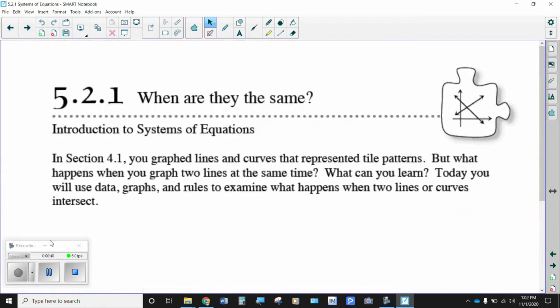So in section 4.1, you graph lines and curves that represented tile patterns. But what happens when you graph two lines at the same time? What can you learn about that situation? Today you're going to use data, graphs, and rules to examine what happens when two lines or curves intersect.